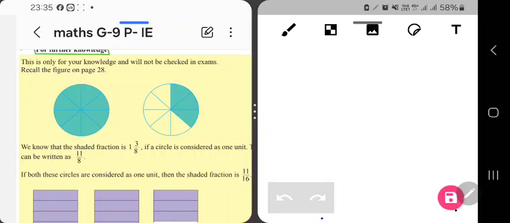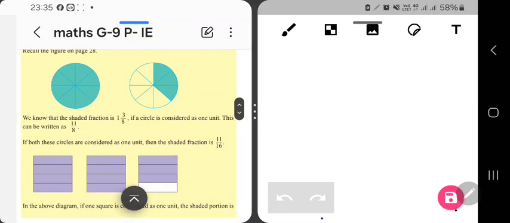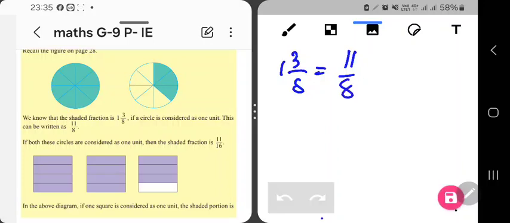But don't take those words in textbooks, just study what is there. So now we know the shaded fraction is 1 3/8. If a circle is considered as 1 unit, so earlier we saw this, this can be written as 11/8. Fine. If both these circles are considered as 1 unit, then the shaded fraction is 11/16, of course, if both are considered as 1.